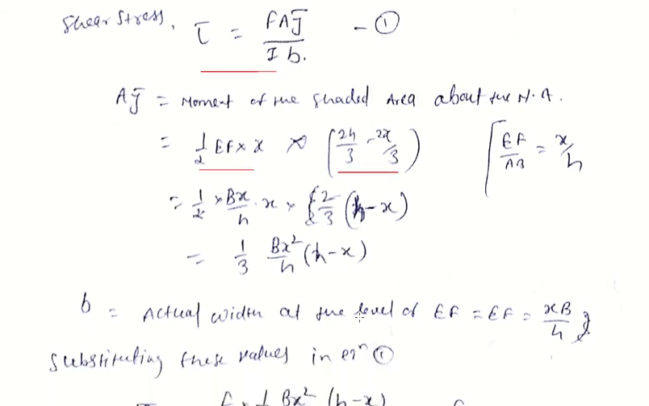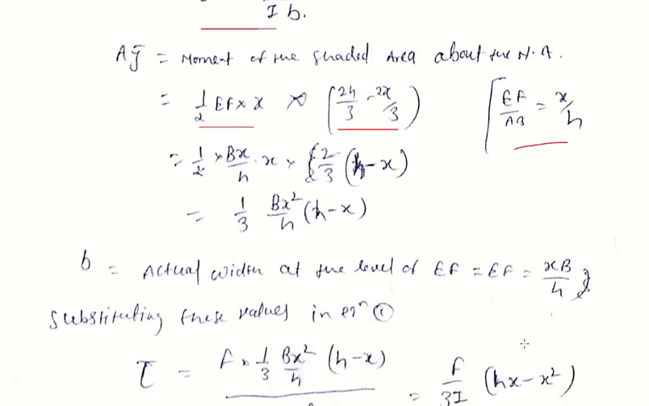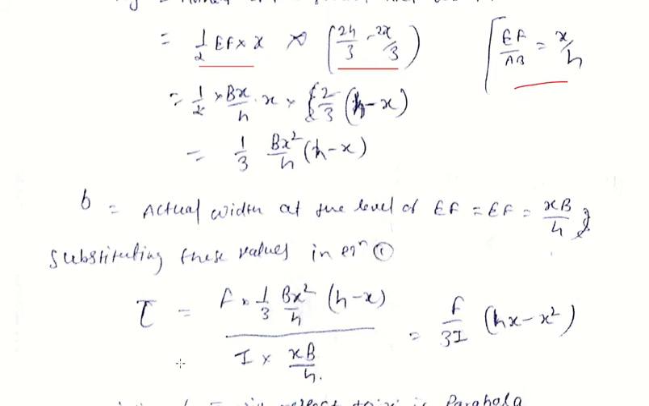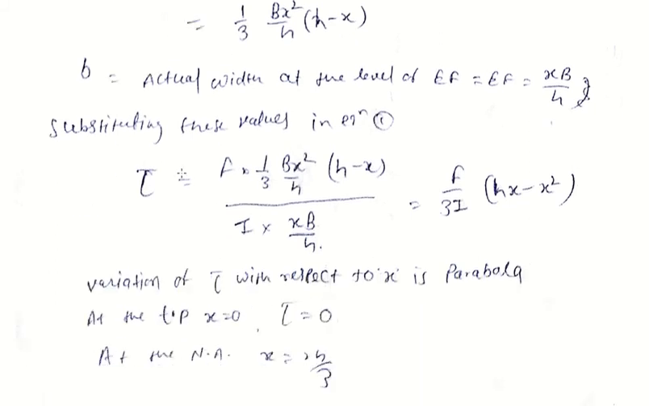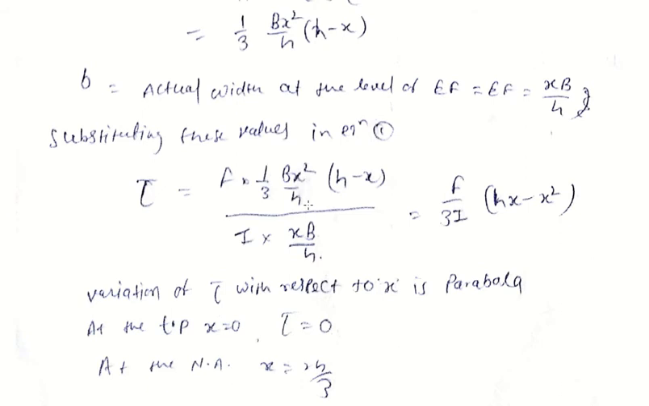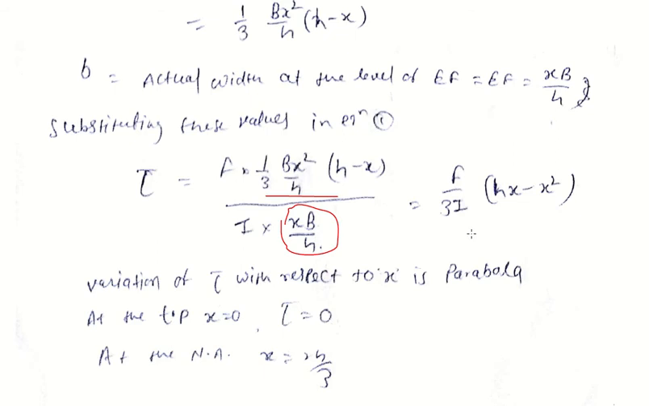Now the actual width of EF we calculated here. So it will be x b by h. Now put these values in the equation of shear stress, F into A y bar. So the value of A y bar is this, and divide by I B, and the B value is here. So we simplify this and we get F by 3I, h x minus x square.